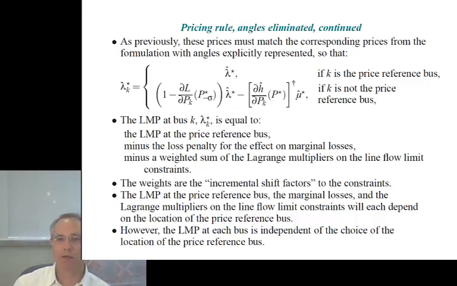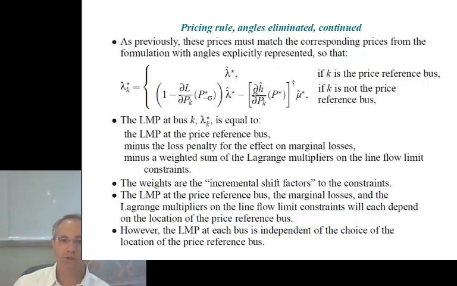As previously, these prices must match the corresponding prices from the formulation with angles explicitly represented. So we have that lambda star k, the Lagrange multipliers that we met before, are as follows. They're given by lambda hat star, which is the LMP at the price reference bus, if we're at the price reference bus. And if we're not at the price reference bus, we have a term that is equal to the LMP at the price reference bus, that's due to 1 times lambda hat star, minus a loss penalty for the effect on marginal losses, minus a weighted sum of the Lagrange multipliers on the line flow limit constraints.